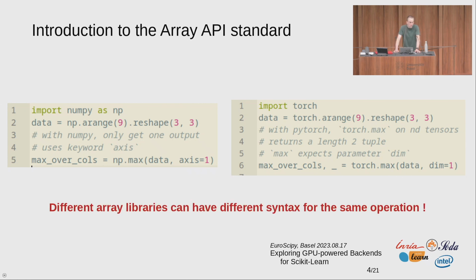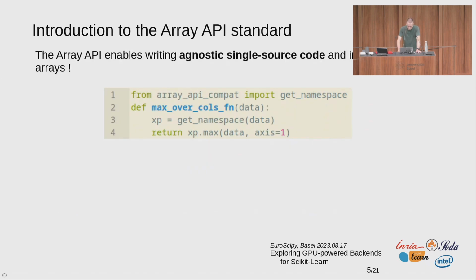What we see, it's a bit bothersome, is that despite doing the same thing, on the left, numpy.max returns only one output, and the keyword to tell on which axis we want to take the maximum is called axis. With Torch, we get two outputs, and the keyword is called dim. So those little syntactic differences are bothersome because I cannot write the same code and just run it with whatever array library I want. And I have to refer to documentation every time I switch. That's where the array API comes into play.